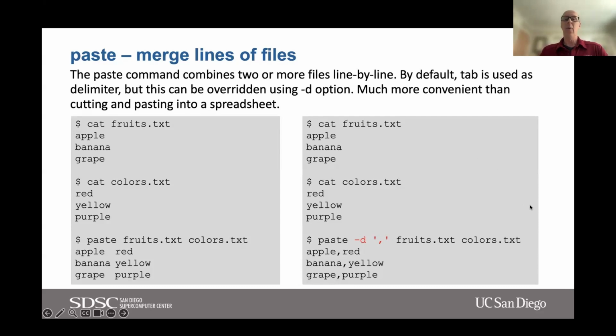Now, sometimes you'll want to specify a delimiter, and as you might expect, paste has an option for doing this. So instead of, say, having the default output, which was data separated by a single space, we can instead specify an arbitrary delimiter. Very often that's going to be a comma. So here I did a paste -d and then in quotes comma, fruits.txt colors.txt, and now I get CSV output, which I could then read into a spreadsheet.